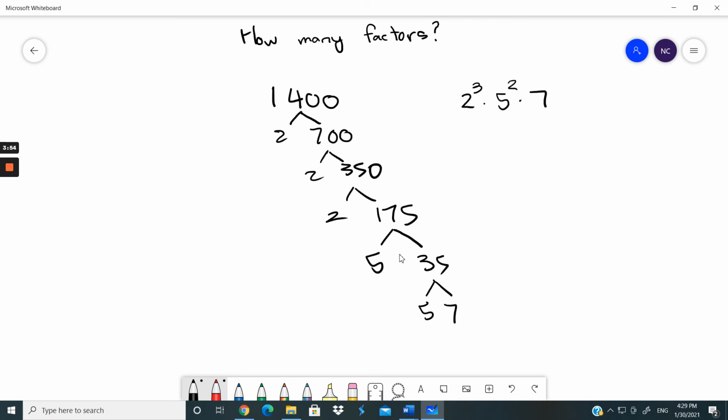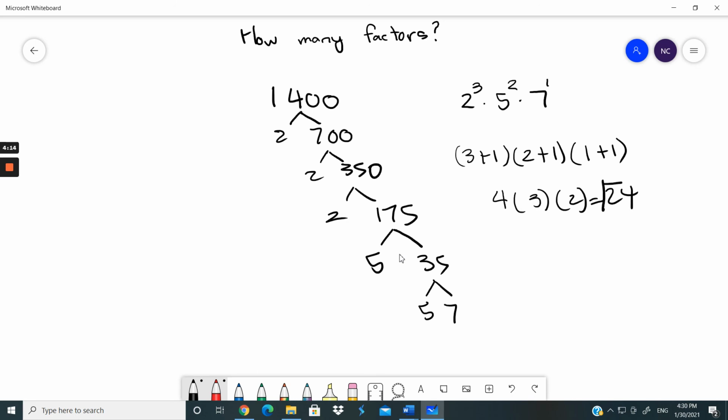Alright, now what do we do? We add 1 to each of these and multiply. 3 plus 1, 2 plus 1, and 1 plus 1, because this is actually a 1, which is equal to 4 times 3 times 2, which is equal to 24, which is the same as 600. So 1400 has 24 factors.